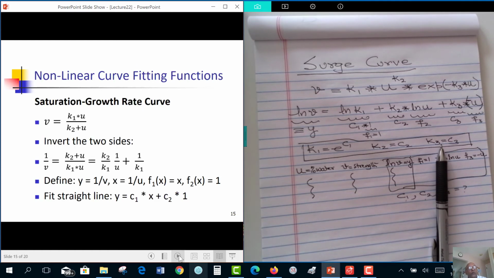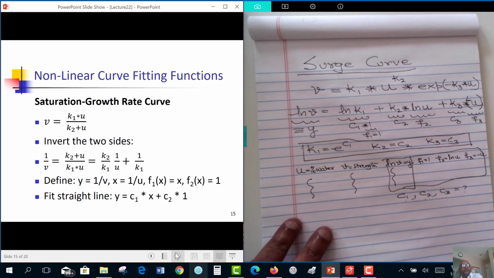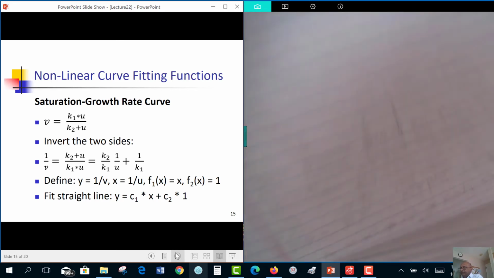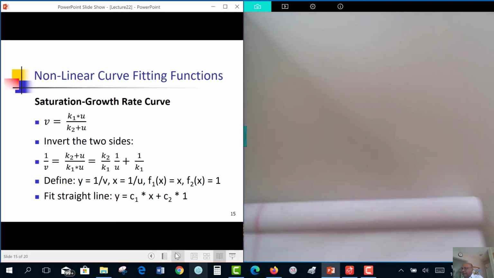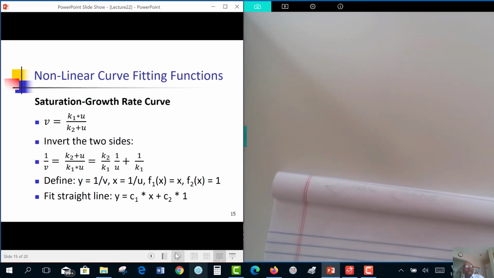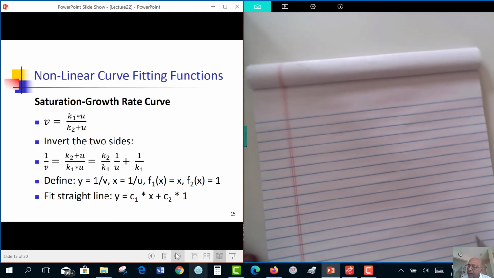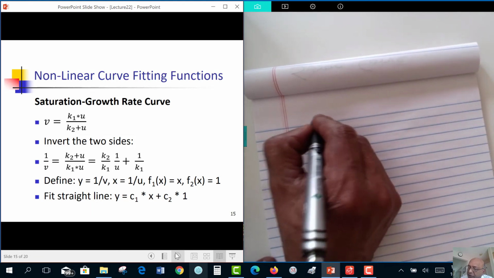All right, let's do one more example. So this is called saturation growth curve.